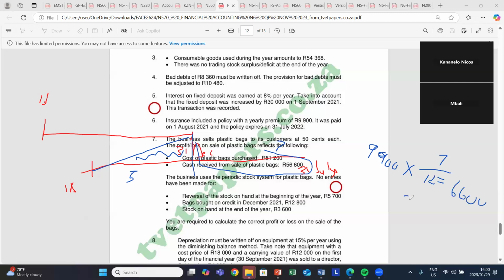Or alternatively, someone would say that, okay, for the year for insurance, I paid how much? Okay, 9,900. And then I'll say divided by 12. Why am I dividing by 12?